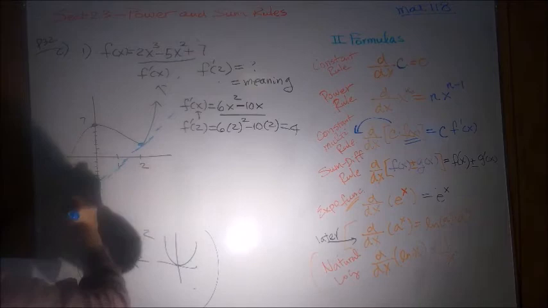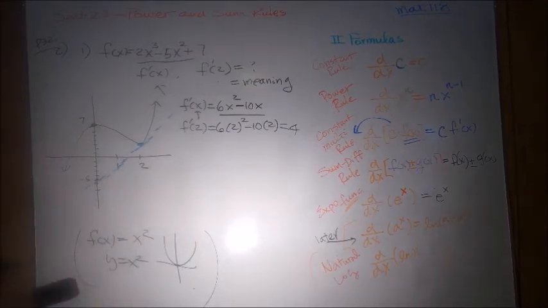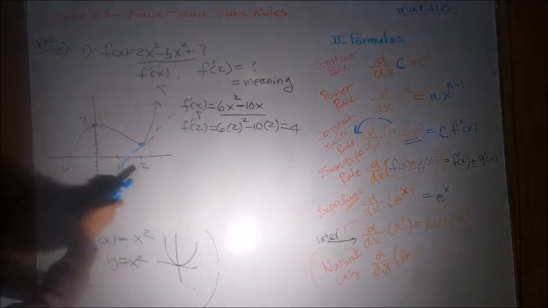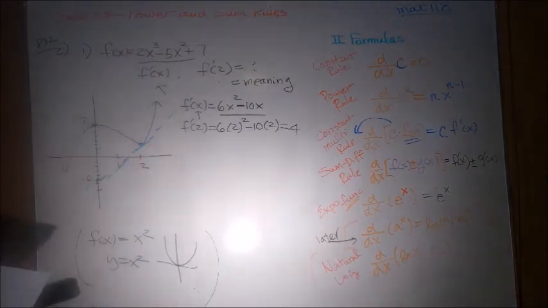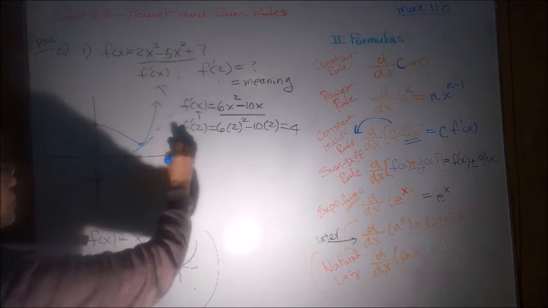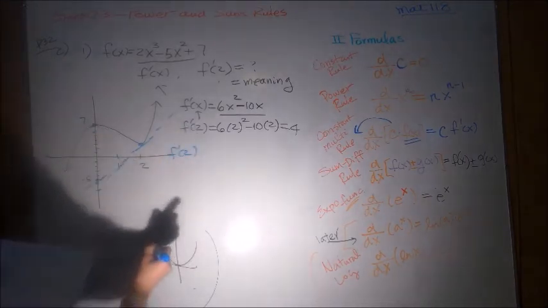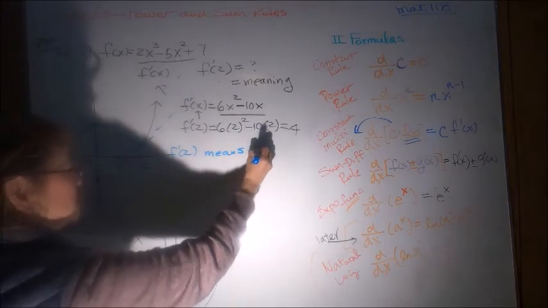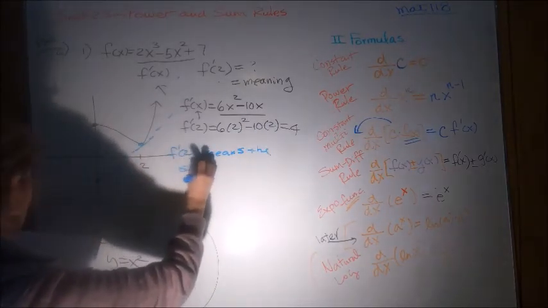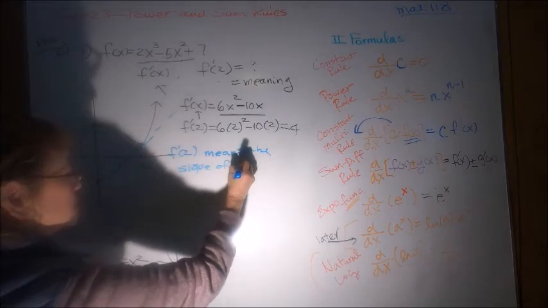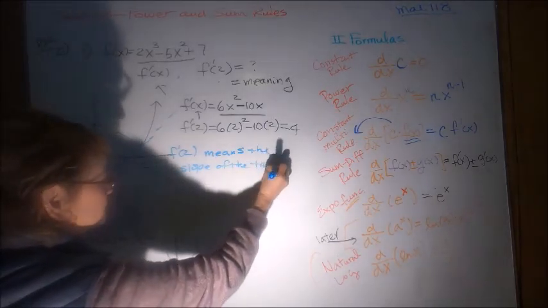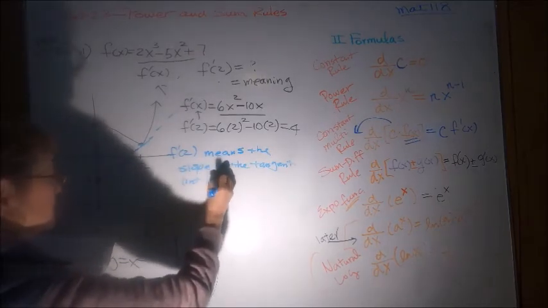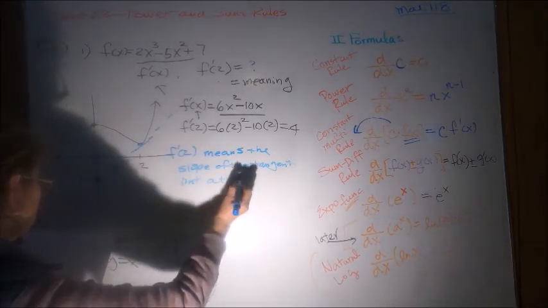Okay, the tangent line. The slope is what? Positive. Positive means what? It goes up, right? So f prime of 2 means what? It means the slope of the tangent line at that point, at the 2, right?